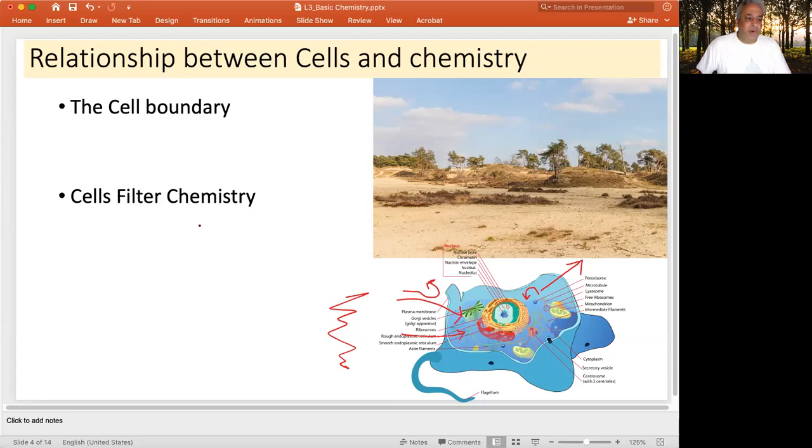So the filter is very important, and the membrane of the cell, that's called the plasma membrane, right? Remember that, right? Membrane, that's a B. I'm trying to write with my mouse. I should get a tablet soon.